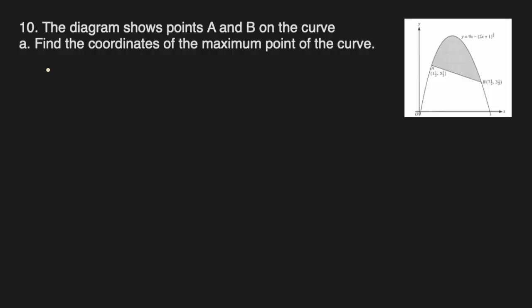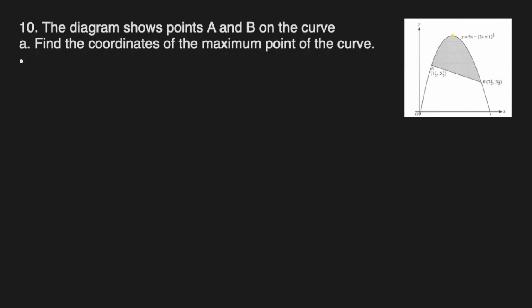The final question, number 10. The diagram shows points A and B on this curve. Find the coordinates of the maximum point of the curve. So this is the maximum point, and we need to find its coordinates. We have been given the coordinates of A and B.